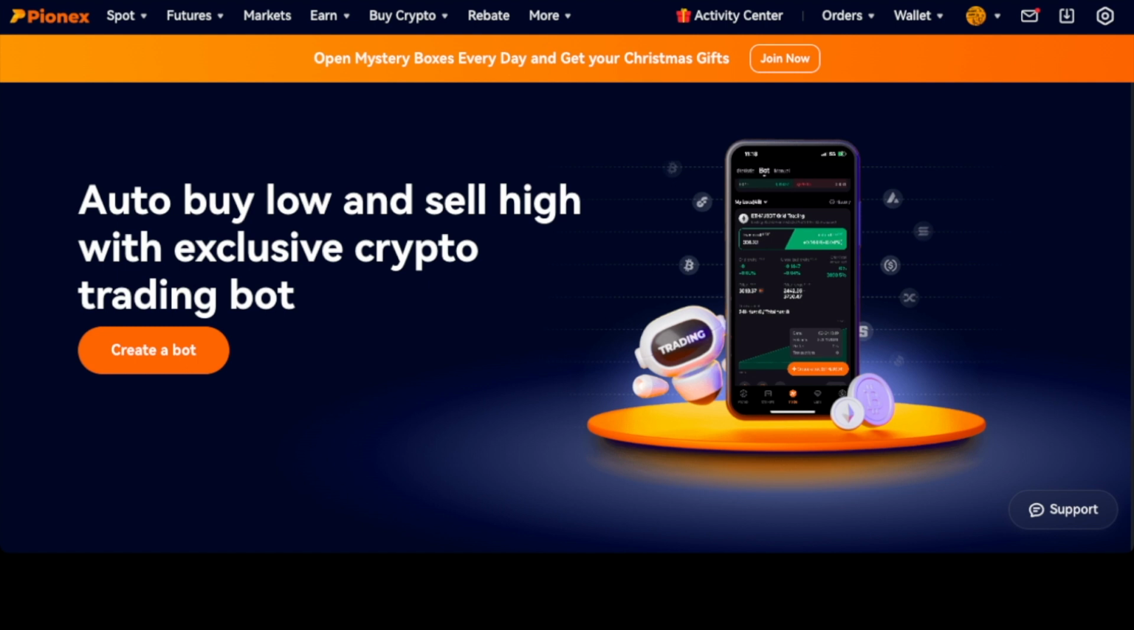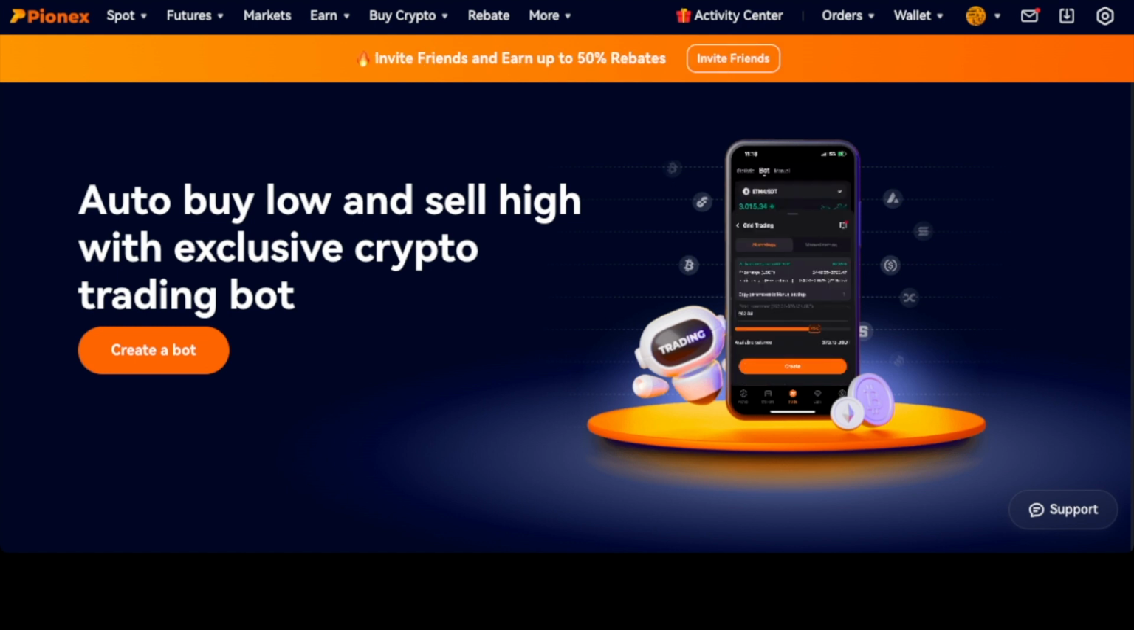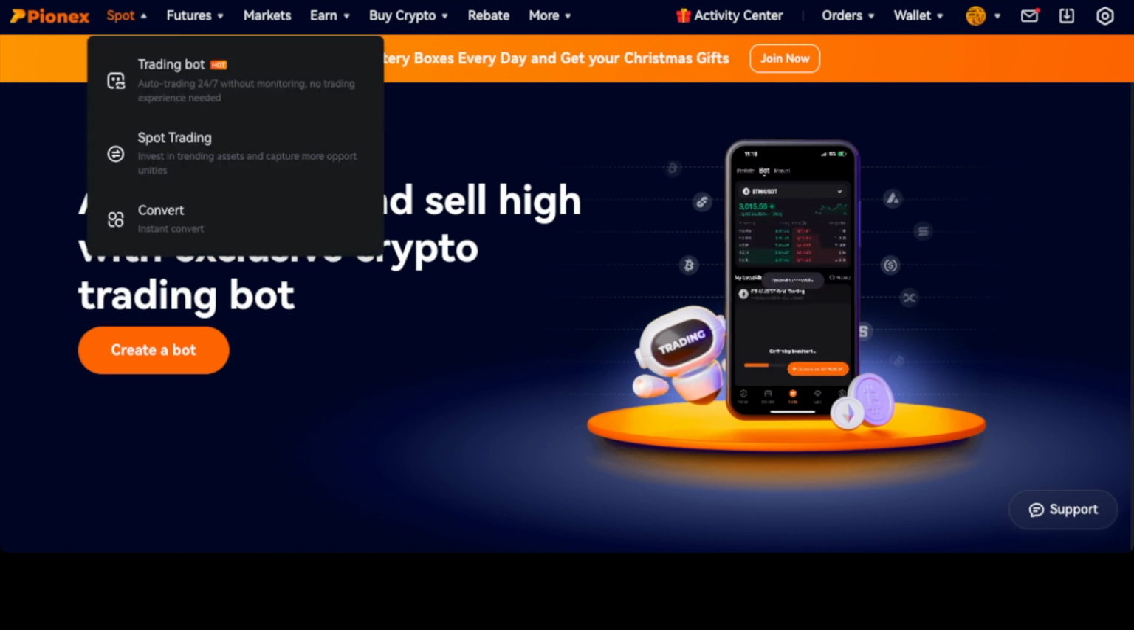All right. So this is only going to be on the global site, so keep that in mind when you are making your trades. You're going to go up to spot and you're going to go to trading bot.